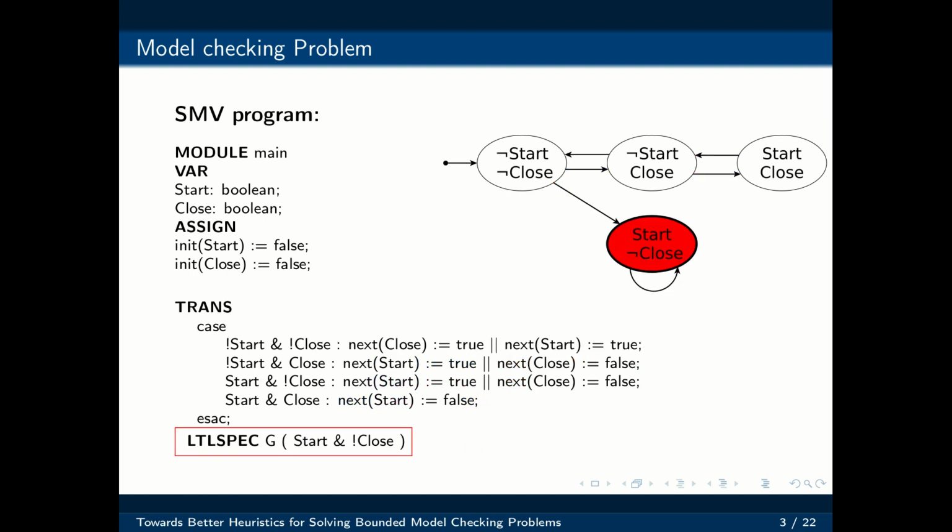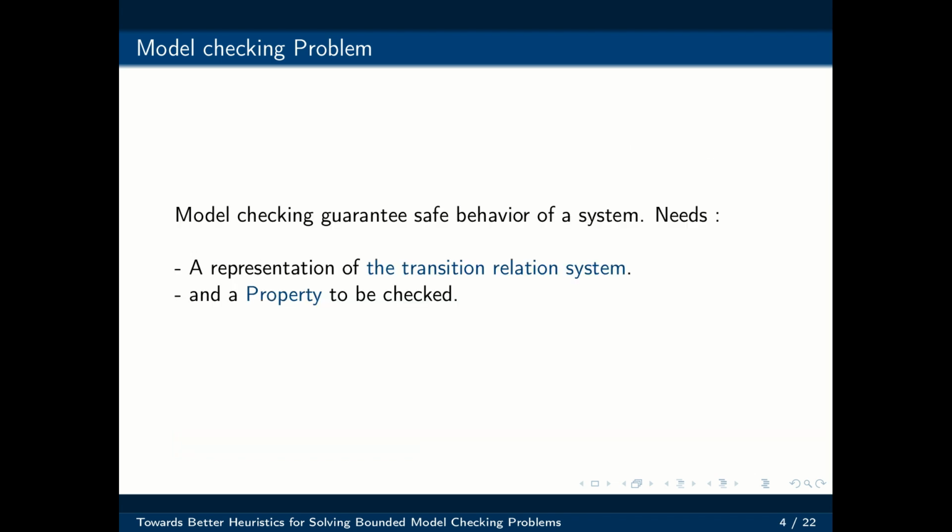As we know, in a microwave, it is not possible to turn it on while keeping the door open. This case should not happen, and in the SMV program, we can express this undesirable situation in a simple linear temporal logic form. From these two pieces of information, the transition relation of a system and a property to be verified, model checking procedures will evaluate the possibility of reaching an undesired state violating this property.